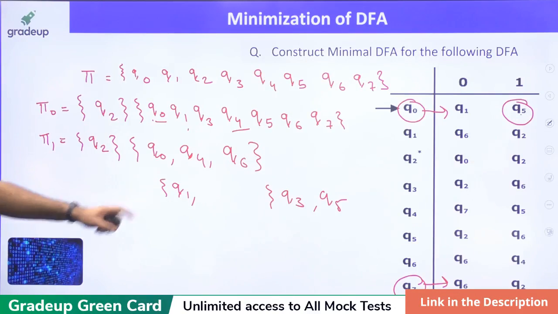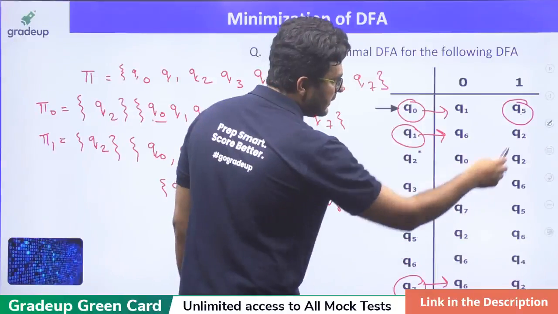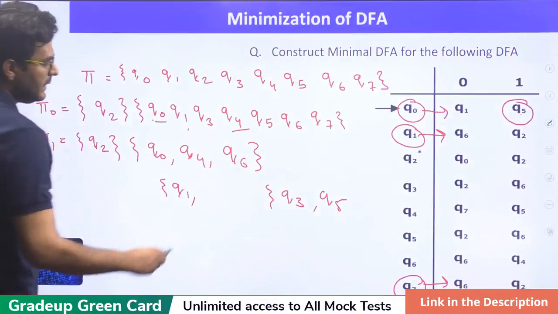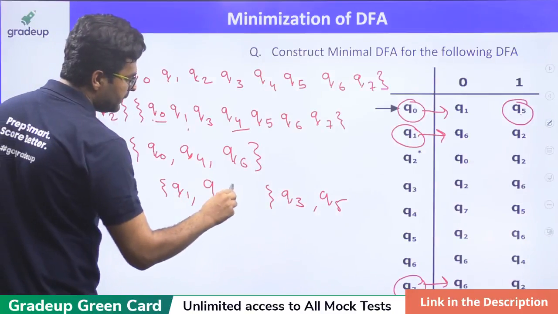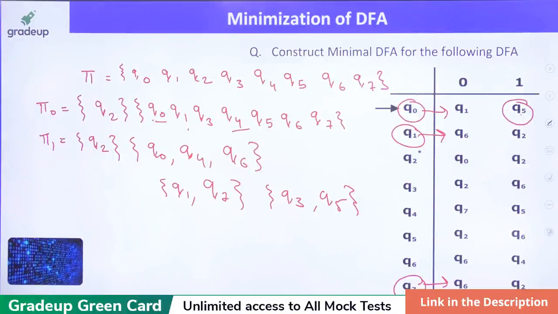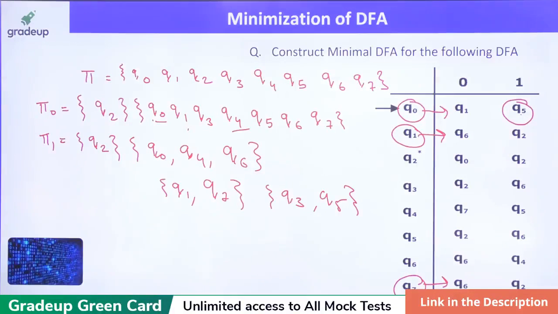Then can we check it for Q1? Yes, we can check. Q6, Q6, same set. Q2, Q2, same set. So we can keep Q7 over here. So this will be the one equivalent of that automata. Fine. So we need to calculate more till we get the same equivalent states, or the same pi value.